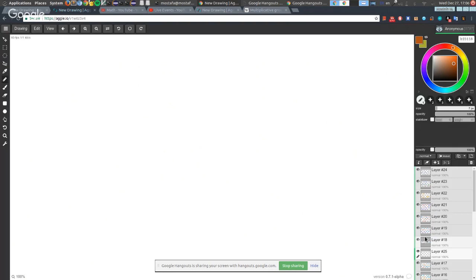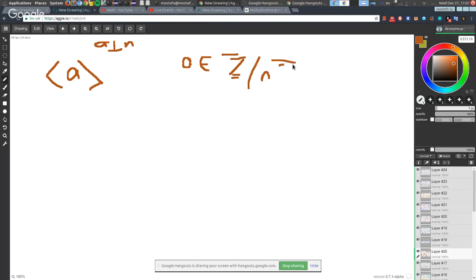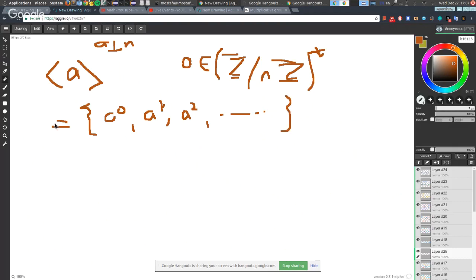From that, Euler's theorem follows relatively easily. As we said before, if we have an element A which is coprime with some given number n, so A and n are coprimes, then A is in this multiplicative group modulo n, the set of all numbers that are coprime with n. Here, if we take the elements generated by A, basically A0, A1, and so on, the powers of A.